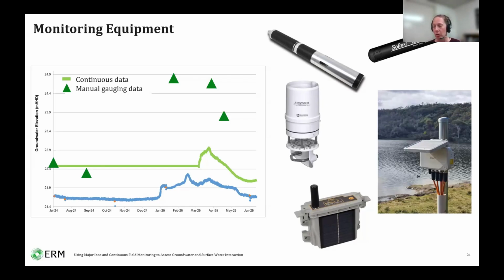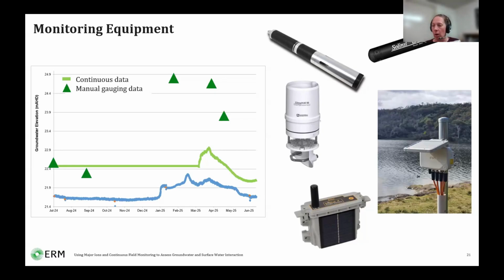But the green colors show where the logger was not reading to start with. It was showing a straight line, and there was really poor correlation with the manual gauging data. I'm not 100% sure why in this case, but obviously there was an issue with the logger, and it just highlights the importance of those manual measurements to correct and calibrate your data.